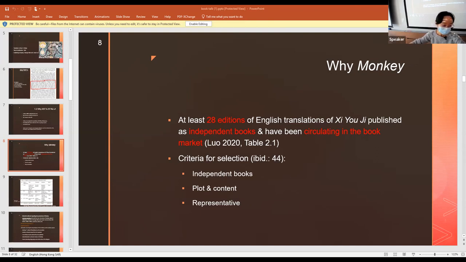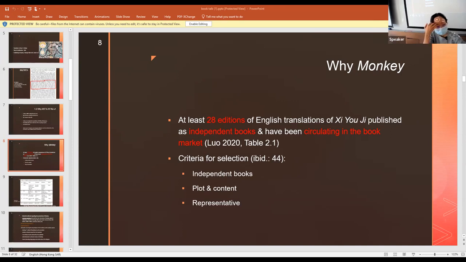That was the start for me to choose 西游记, and between this start and the end where I ended up with Monkey, there was still much work to do. I turned to look for other translations of 西游记, hoping to get enough data for my research.